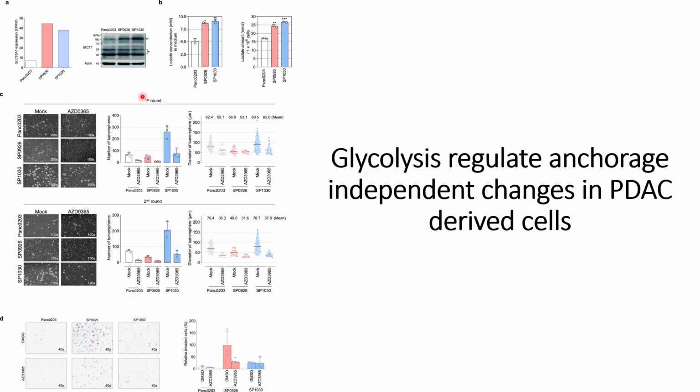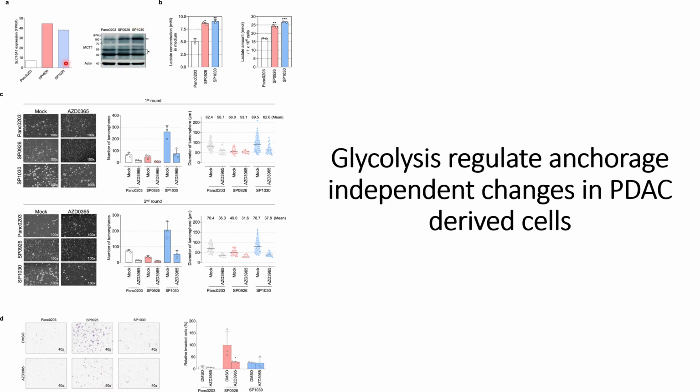So first, they checked the expression level of SLC16A1 in all three samples, that is, in the mother pancreatic cancer cells and the SP0926 and SP1030 derived cell lines. The SLC16A1 helps in the glycolysis pathway, so they needed to check whether SLC16A1 is upregulated or not, and they found that it is upregulated compared to the pancreatic cancer cell lines. However, the difference between both these derived cell lines is not much.